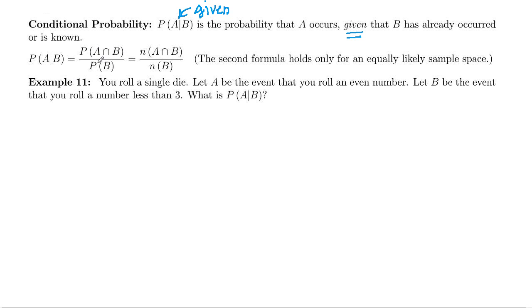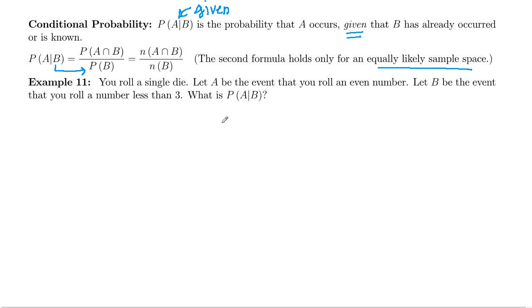So the conditional probability of A given B is defined to be the probability of A and B divided by the probability of B. Notice that your given event is in the denominator. Now, if the outcomes in the two events are equally likely, so if you have an equally likely sample space, then you can just use the number in A and B divided by the number in B. So our second formula there, this equality, only holds for equally likely sample spaces.